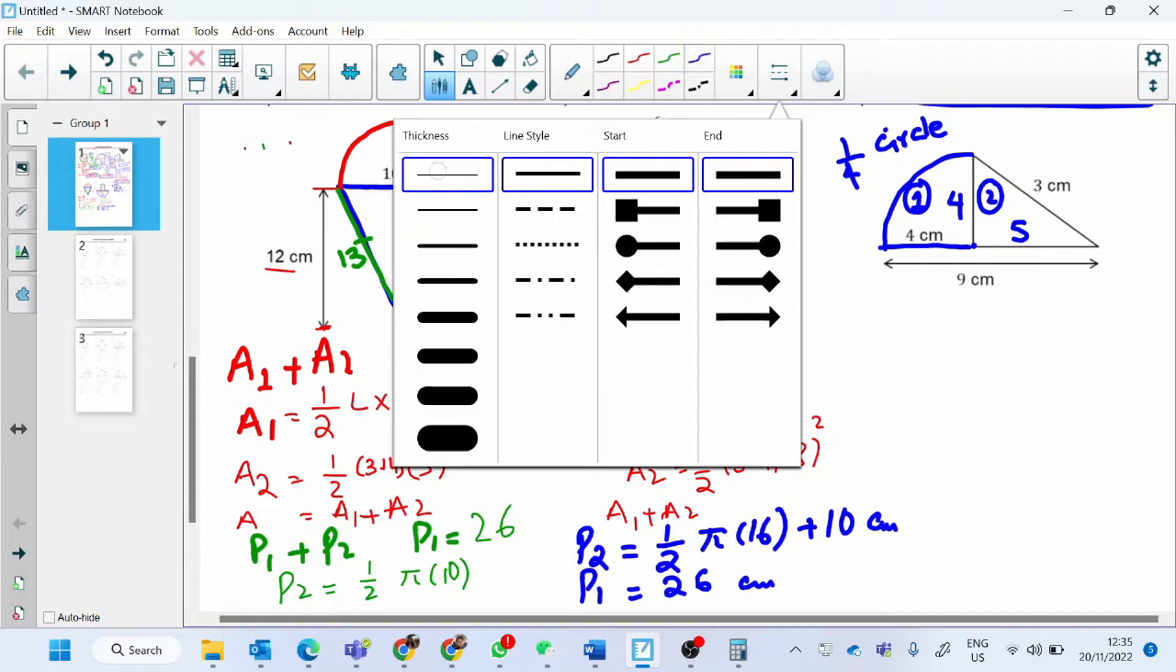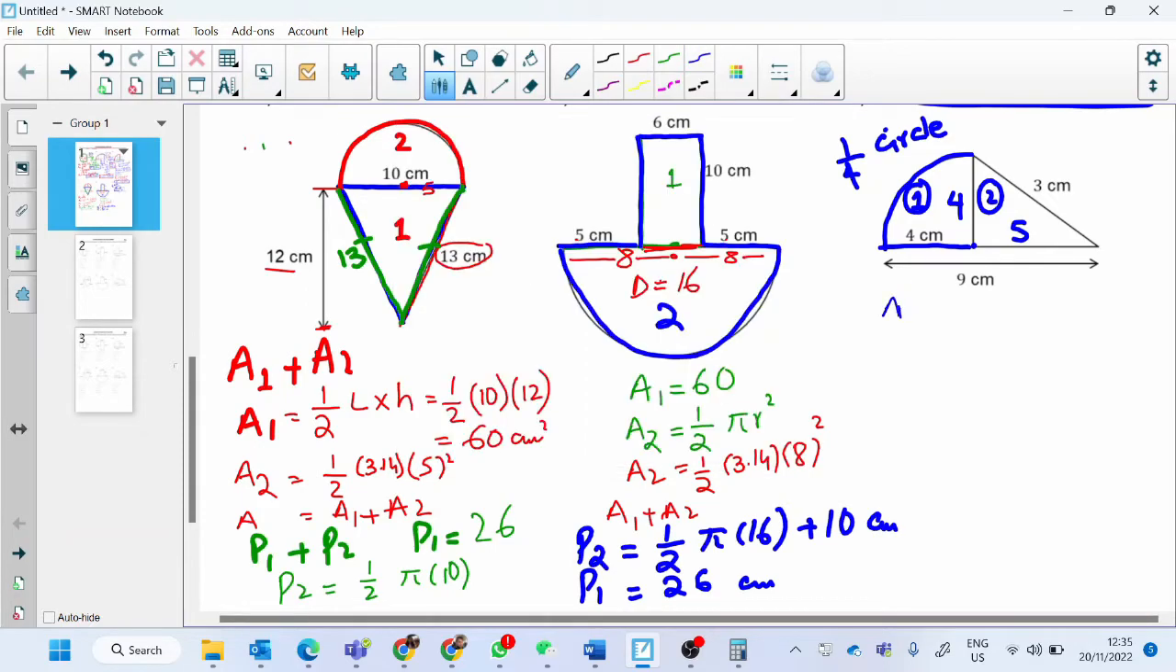So the area of the first shape will be 1/4 pi, and the radius is 4. 4 squared is 16. This will give us area of 1. Area of 2: here we have a right angle triangle, and the formula for the triangle is 1/2 times the length, which is 5, and the height here is 4. So this will give us the area of 2. Then A1 plus A2 we can easily calculate.